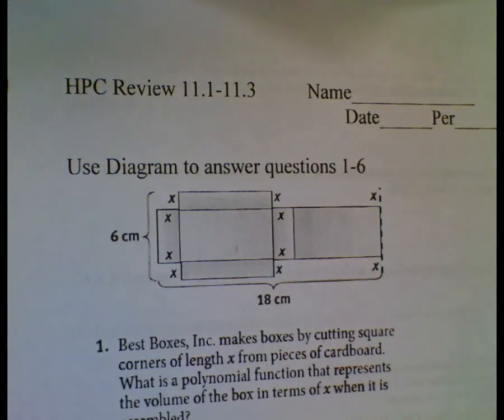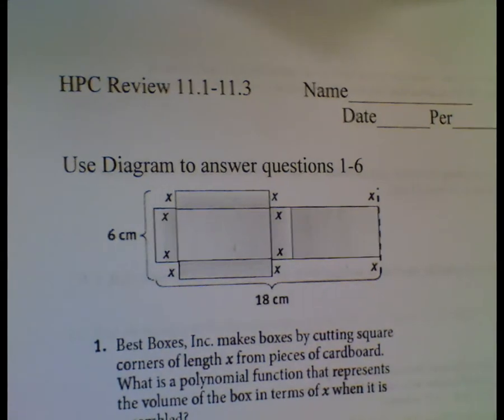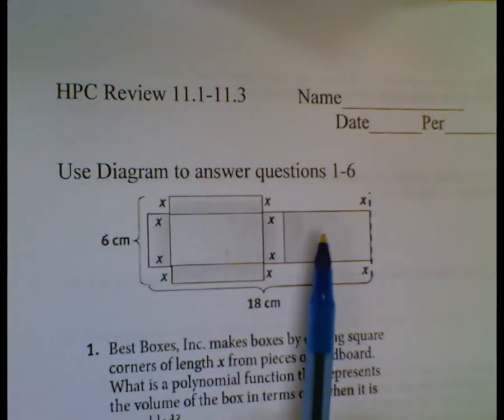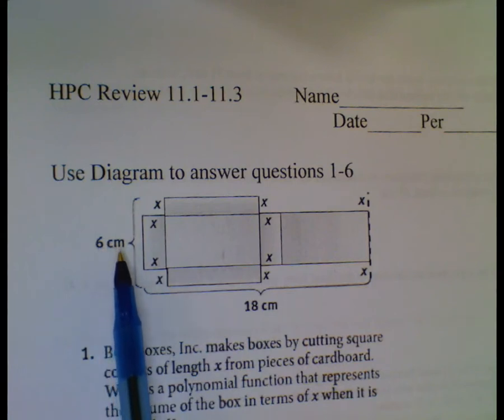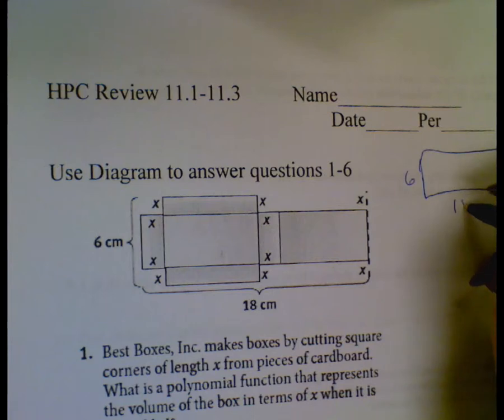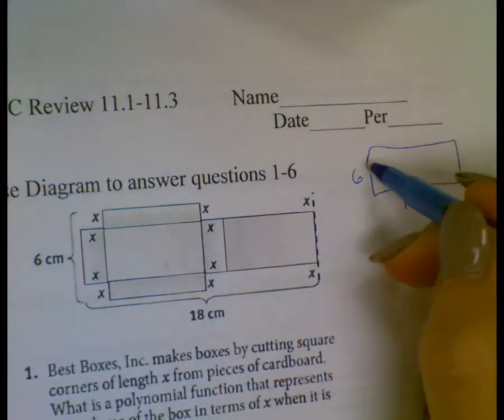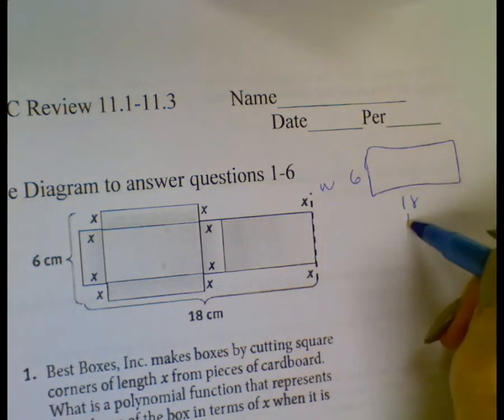Hey everyone, this is the 11-1 through 11-3 review. So here's a box, okay? The box originally was a 6 by 18 rectangle. So think of it as a 6 by 18 rectangle, okay? We're going to cut out these little corners here. So this is your width and this is your length, okay?